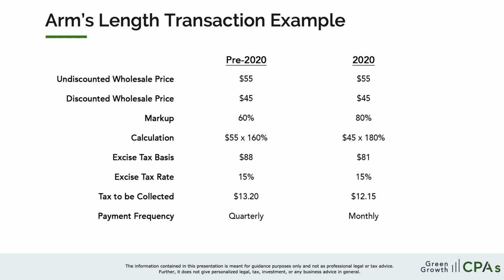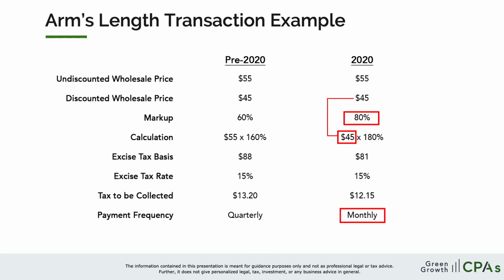This is just $55. That could be just one product. But when you're shipping thousands of products every week or every month, this could be thousands of dollars in excise tax that you could save for your retailers if you're calculating this properly and using that discounted wholesale price. On the screen, you're going to see again what has actually changed. It's highlighted in red here. You have the markup rate, which went from 60 to 80%. The calculation can use that discounted wholesale price, and the payment frequency is monthly compared to quarterly.